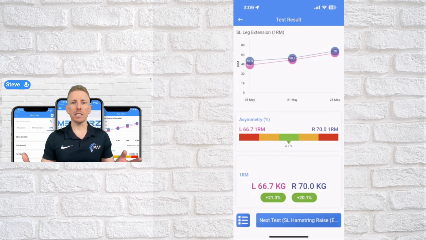So I highly recommend you use this test when you perform any machine-based testing or when you're using any rep testing, particularly with external weight. It's a really useful metric to be able to provide you more accurate and reliable data.